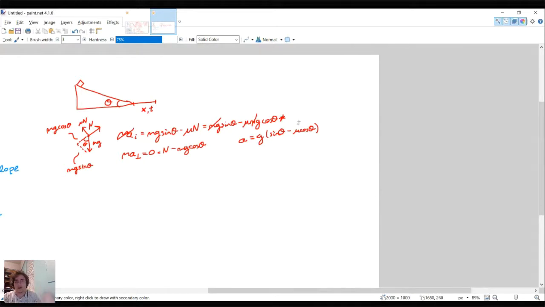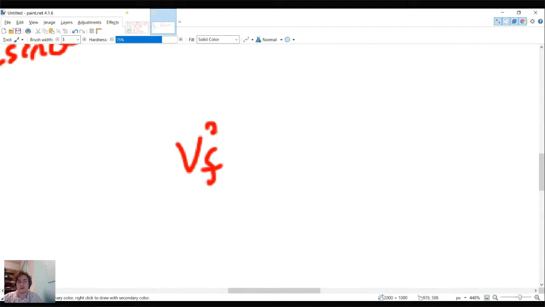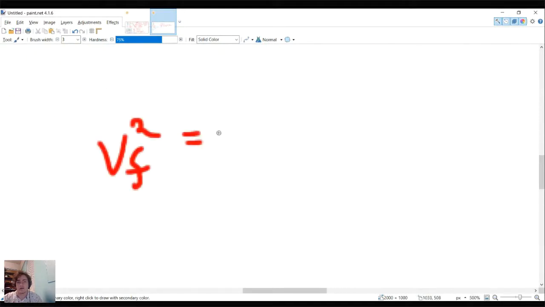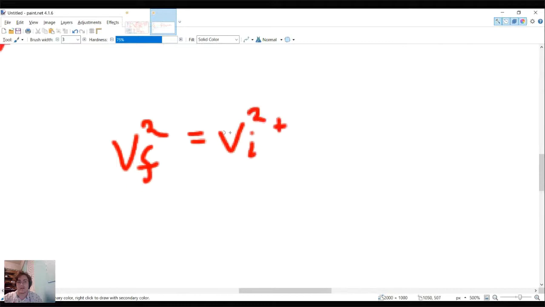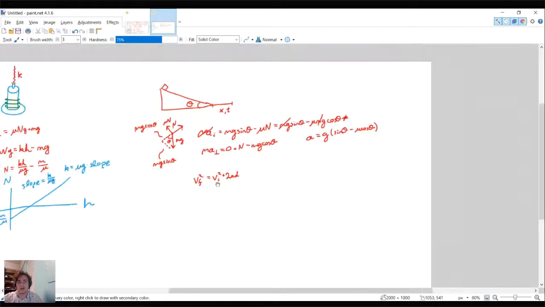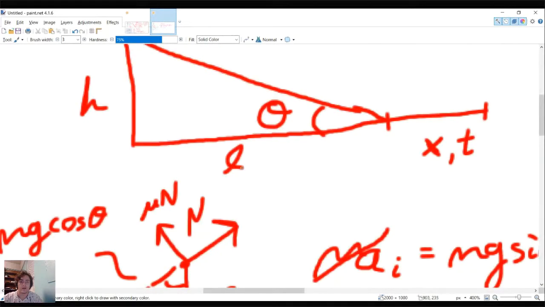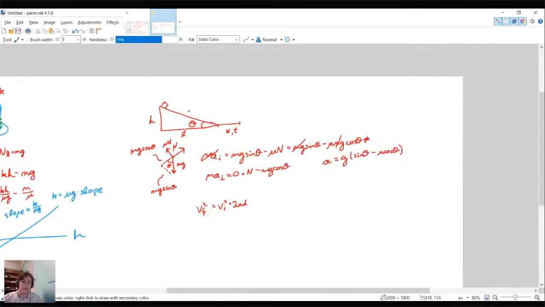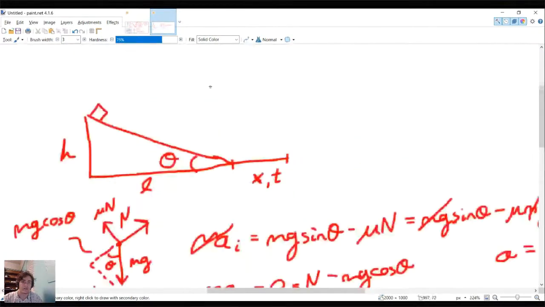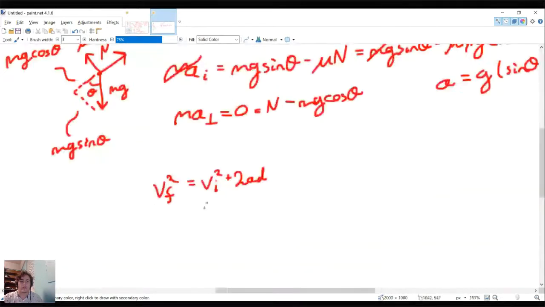So we now have something that we can use the kinematic equations with. We have Vf squared is equal to Vi squared plus 2AD. And the way we measured the angle was we measured the height of the slide and the length of the slide. So from here you can find the distance. It's just the square root of the sum of the squares by Pythagorean's theorem. So this is h squared plus l squared. So now this is equal to Vi squared.